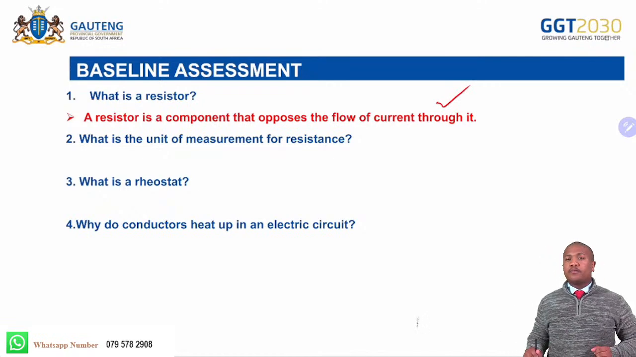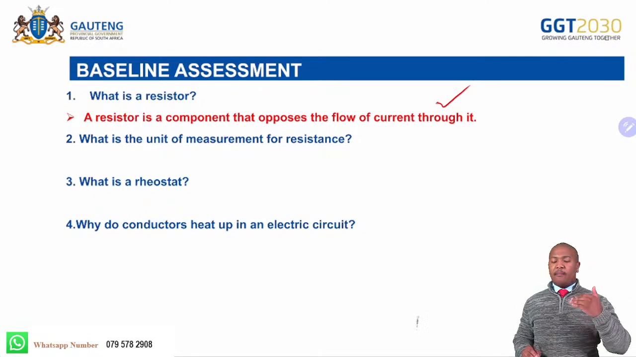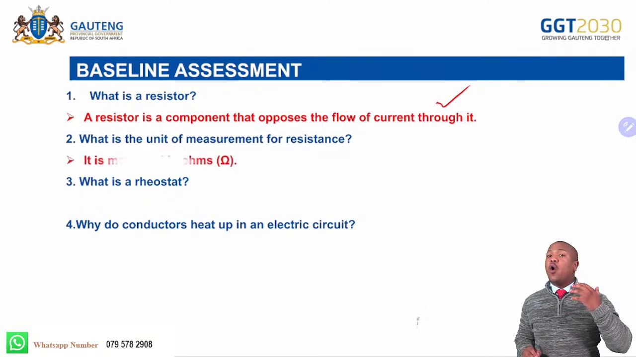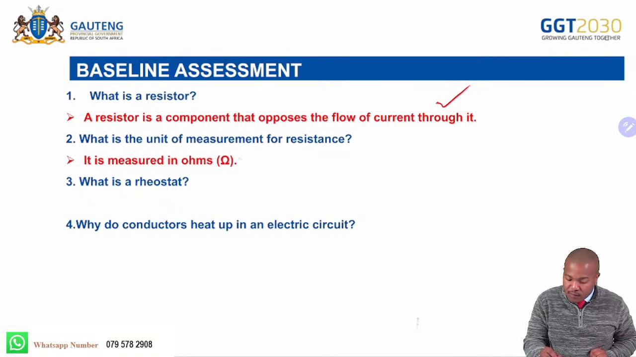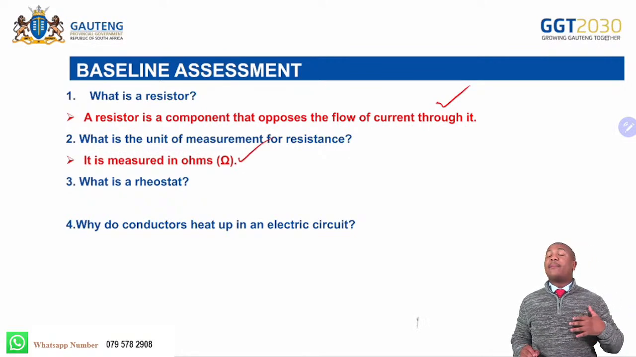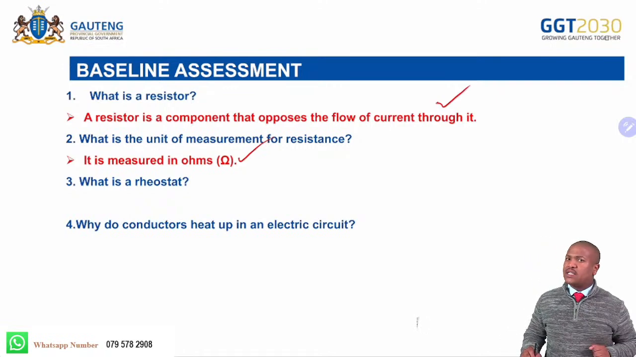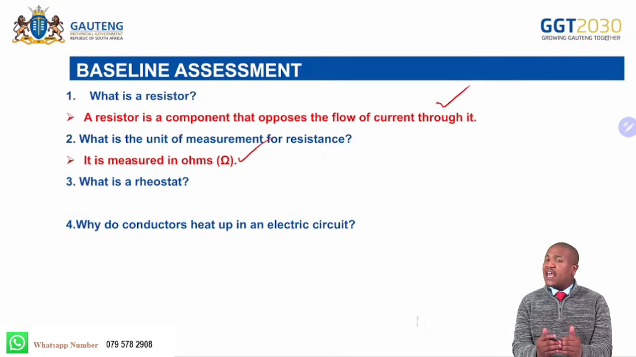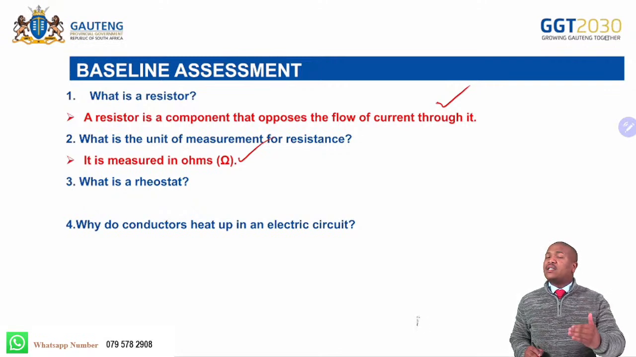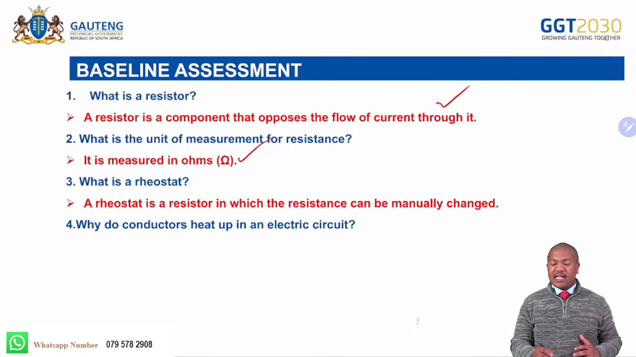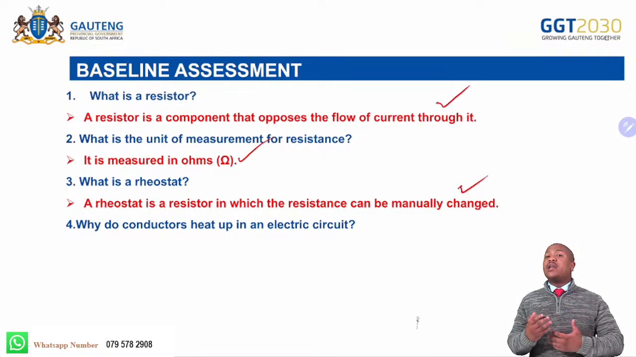Then number two, what is the unit of measurement for resistance? Resistance is measured in ohms, right? And here's a symbol for ohms. And also, number three is saying, what is a rheostat? We know a rheostat as a form of a resistor, right? But what is really a rheostat? A rheostat is a resistor in which resistance can be manually changed, right? It can be manually changed.